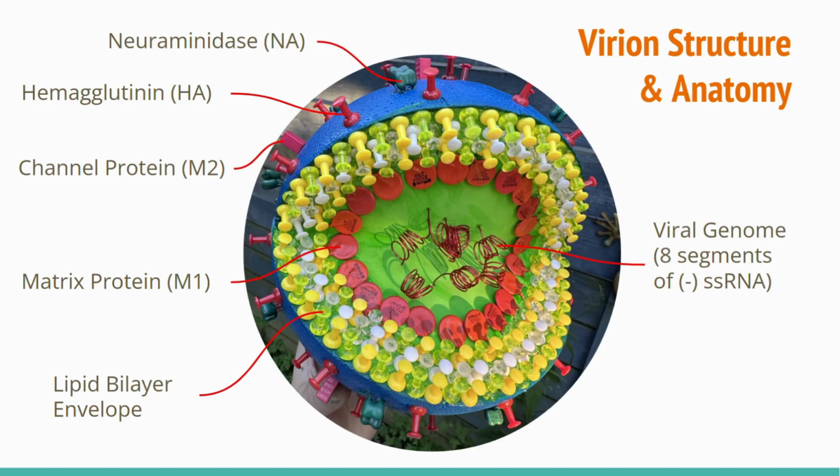The avian influenza virus has a spherical texture. There are 2 primary surface proteins, neuraminidase and hemagglutinin, as well as a few channel proteins. The virion has a lipid bilayer envelope, as well as an inner matrix protein layer. In the center is the viral genome, which consists of 8 segments of negative sense single-stranded RNA.